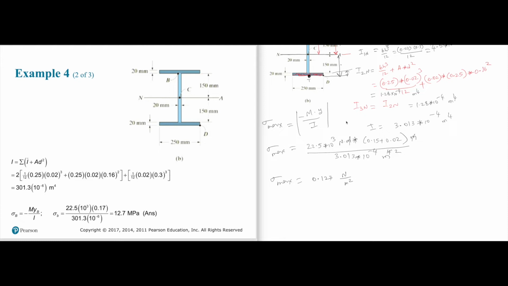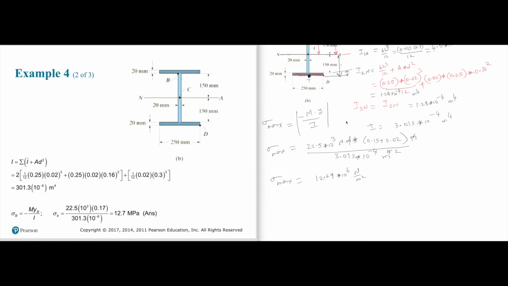No, I did it on the calculator. I got 0.12. Oh, I forgot to divide by 10 to the power minus 4. Got you. So I got 126.9, 1, 2, 3, 4, 5, 6 digits, 12.69 times 10 to the power 6 newton per meter squared.